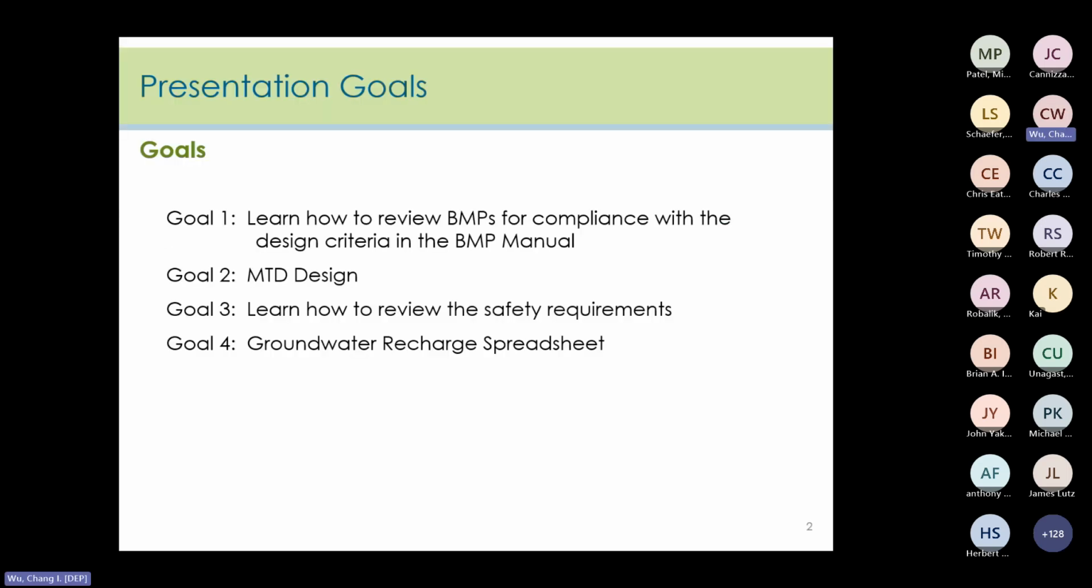The goal of my presentation is to learn how to review a BMP for compliance with the design criteria in the BMP menu. I will also address the MTD design. Although Dr. McGee already mentioned MTD certification and verification yesterday, my presentation is more focused on the MTD design. The third goal is to learn how to review the safety requirements. The fourth goal is to learn how to use the groundwater recharge spreadsheets.